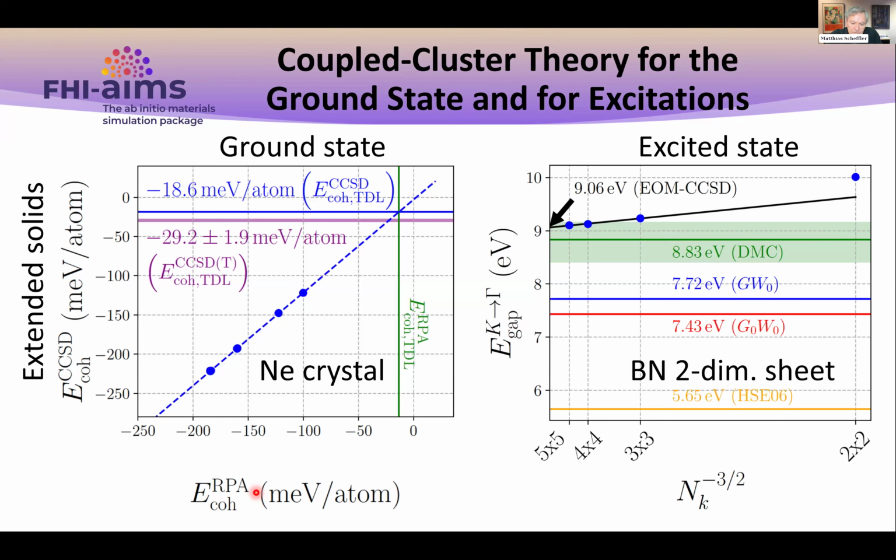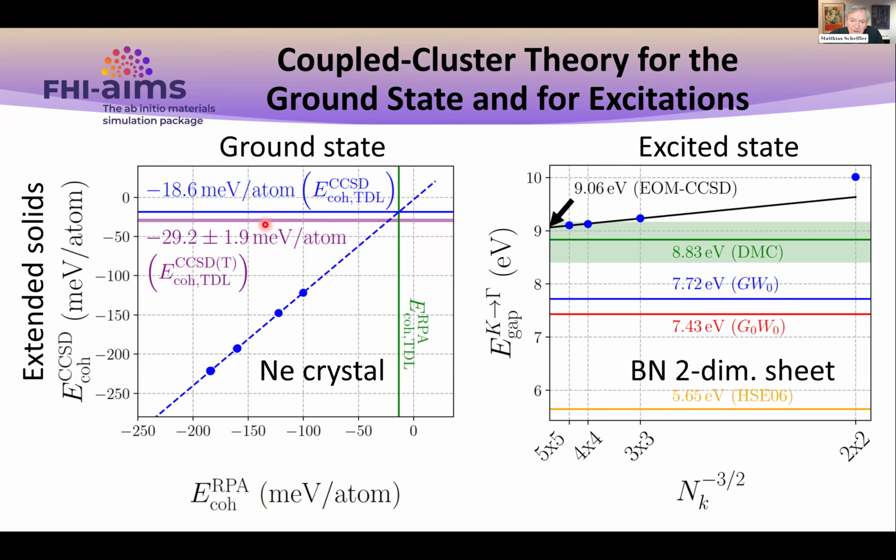And the extrapolation of these 4 calculated points to the K converged level is here. And we get two numbers, one actually for the coupled cluster single-double and the other for the coupled cluster single-double perturbative triple. I think in good agreement with experiment, the experimental value I think is 27 meV per atom.